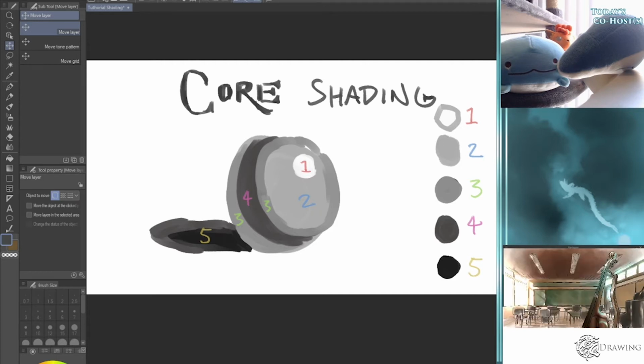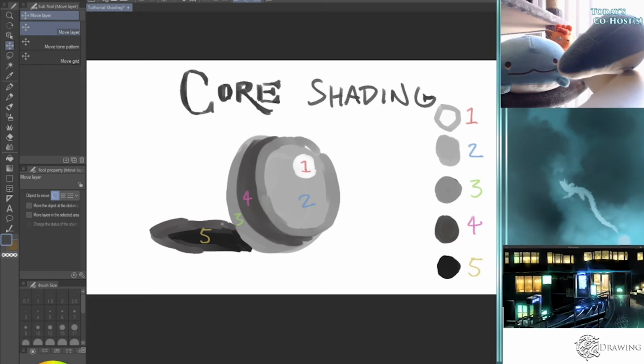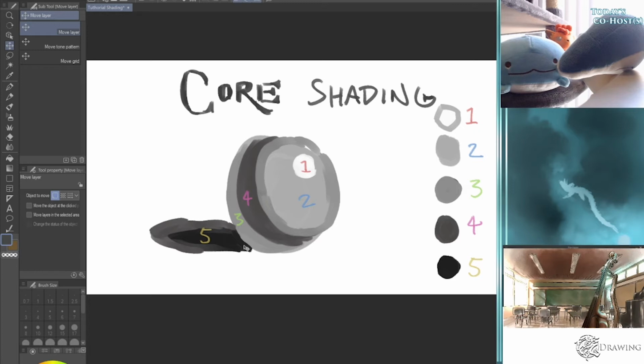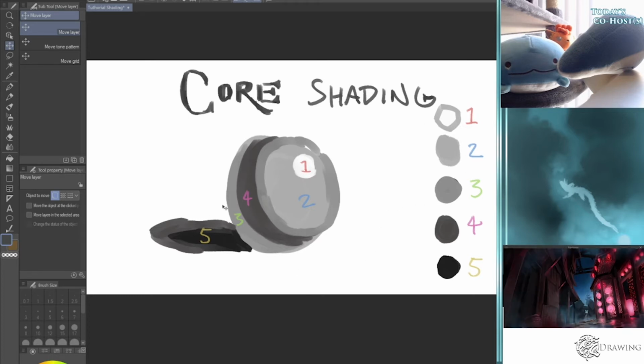Keeping in mind that even though this and this are about the same darkness, we're mostly talking about this particular 3. 1 is the highlight, that's correct. 1 is the brightest part and represents where the light is coming from. Now, if you've been paying attention, you should also be able to hazard a guess at what 4 is, and even 3. 4 is the core shadow, that's correct. That's the darkest part on the object, which is not farthest away from the light, but second to farthest.